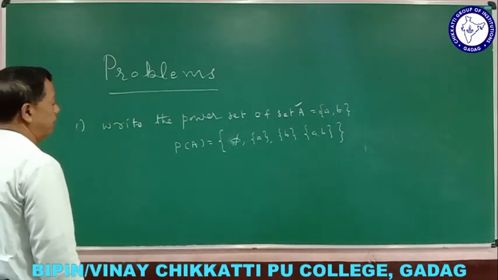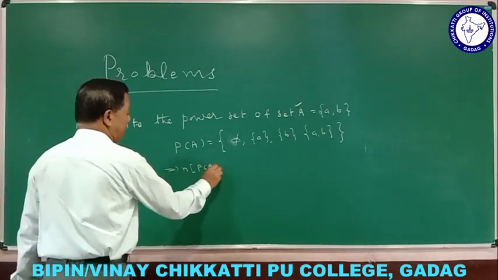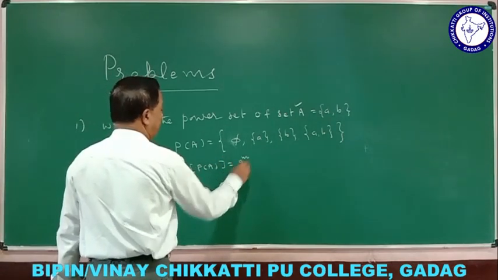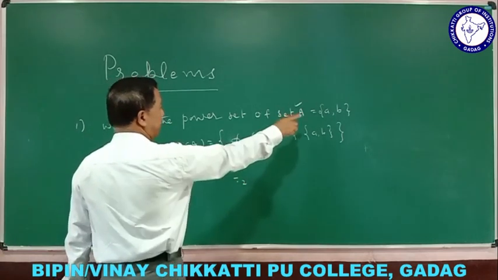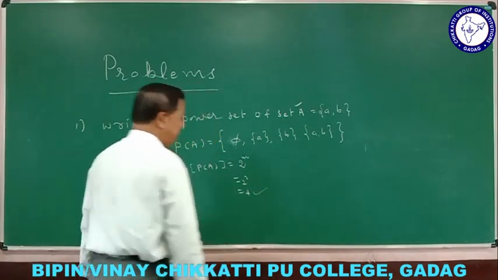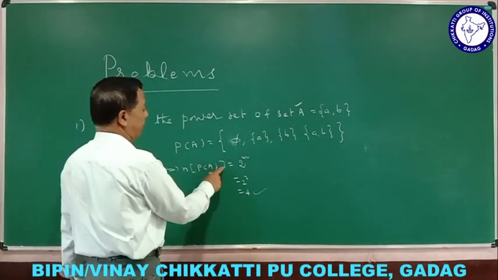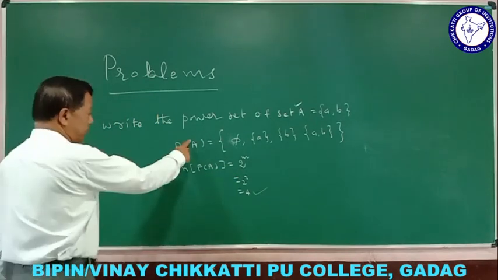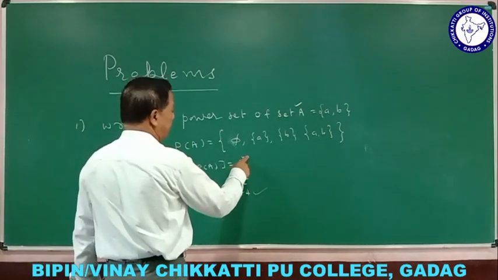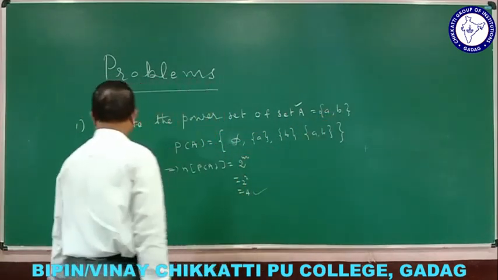And here additionally I want to tell that if they ask number of elements in the power set, you have to write 2^m formula. That is, m is the number of elements in the set A, that is 2. So this is 4. Look here, 1, 2, 3, 4. So there are 4 elements in the power set. N stands for the number of elements in the power set. And the question asked only the power set, but additionally I have written the number of elements in the power set. And what is M? M is the number of elements in the set A. How many elements are in the set A? 2 I have written. So this is question number 1.